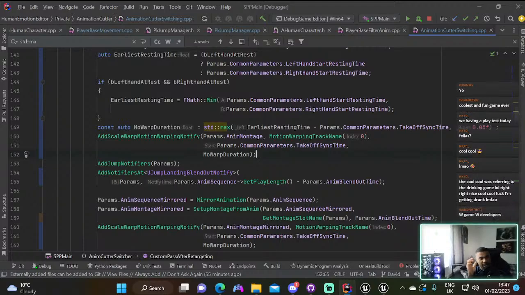So we have our two warps, right? One to the hand plant, and one from the hand plant to the landing. One is going to preserve that thing going to rest in your hands, and then the other is going to preserve the general climax of the animation over the wall. But that would be a complete mess in terms of momentum.